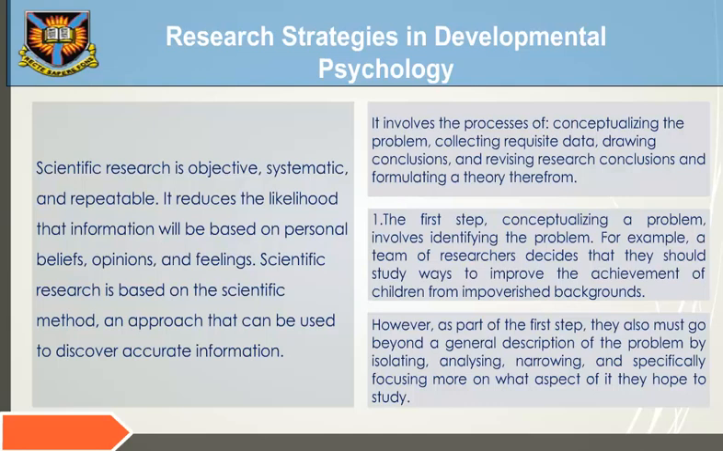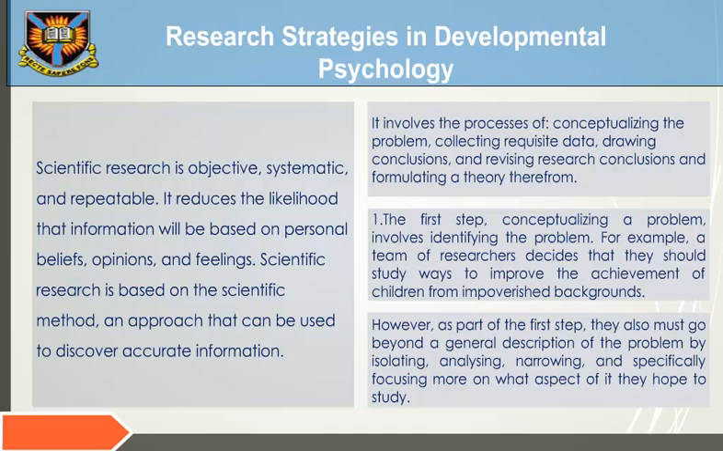Research strategies in developmental psychology. Scientific research is objective, systematic, and repeatable. It reduces the likelihood that information will be based on personal beliefs, opinions, and feelings. Scientific research is based on the scientific method, an approach that can be used to discover accurate information. It involves the processes of conceptualizing the problem, collecting requisite data, drawing conclusions, and revising research conclusions and formulating a theory therefrom.